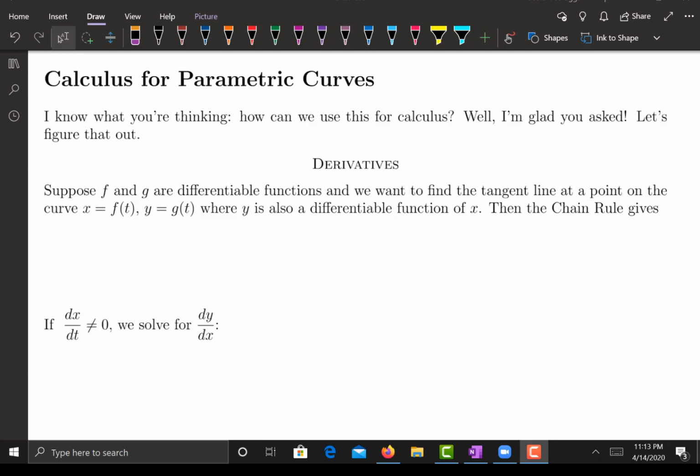So here's going to be our setup. Our setup is just like from before. We're going to define x and y with the parametric equations f of t and g of t, and we're assuming that f and g are differentiable. Another thing that we're going to assume is that y is also a differentiable function with respect to x, and figure out how that's playing along.